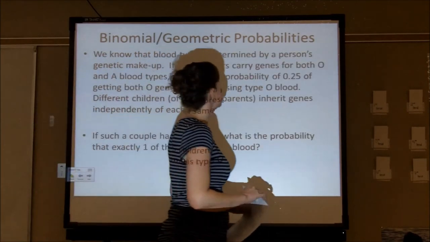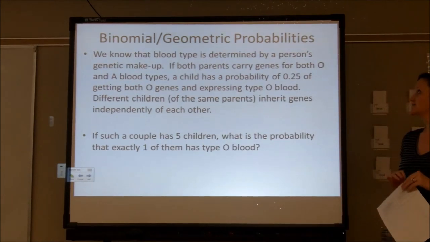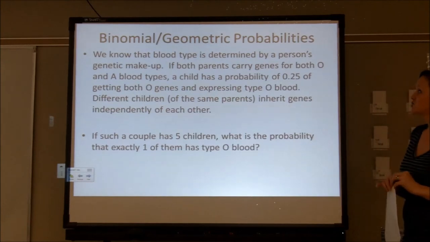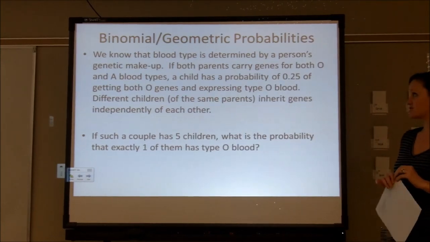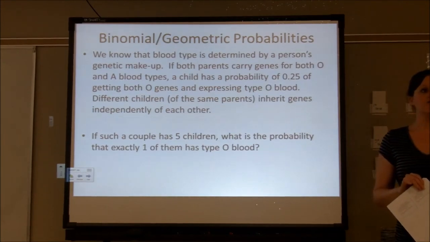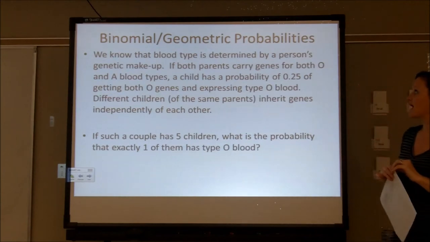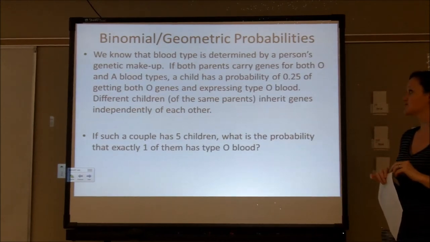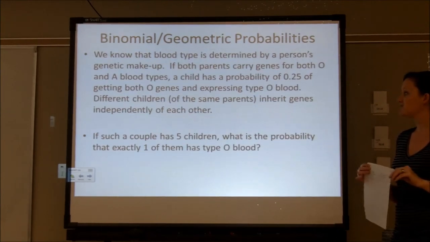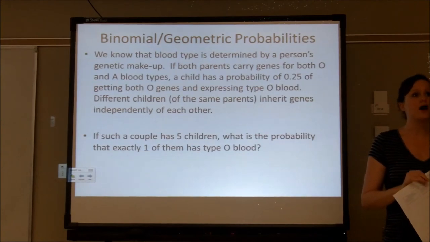We know that blood type is determined by a person's genetic makeup. If both parents carry genes for both O and A blood types, then a child has a 25% chance of getting both O genes and expressing type O blood. So there's a 25% chance that a child of these two parents would have type O blood. Different children of the same parents inherit genes independently of each other. If such a couple has five children, what is the probability that exactly one of them has type O blood?